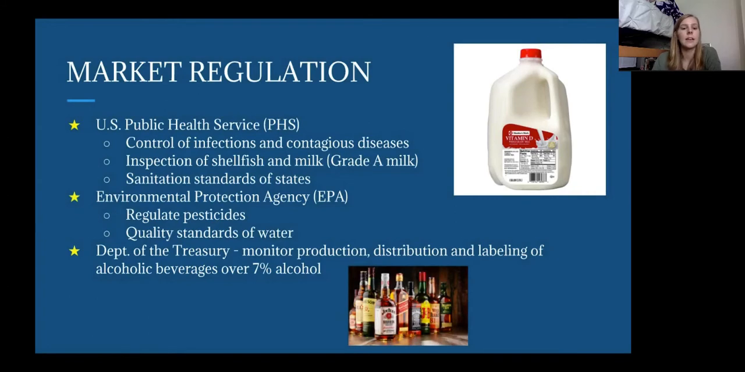And then we have the U.S. Public Health Service. They are in charge of controlling infections and contagious diseases, inspection of shellfish and milk, and standards of sanitation. And then the EPA regulates pesticides and quality of water. And the Department of Treasury monitors production of alcoholic beverages over 7% alcohol.